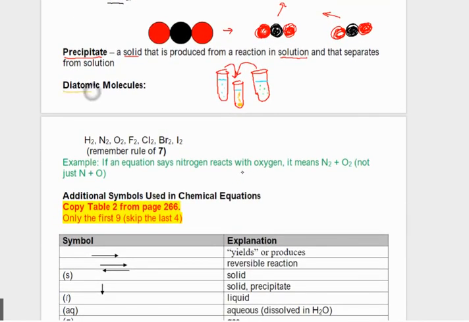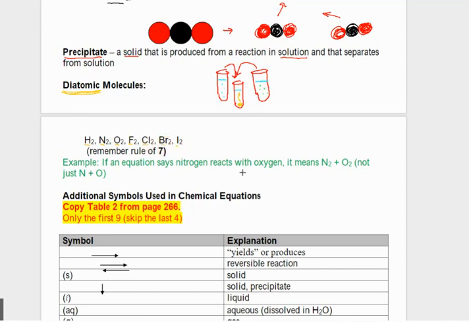You do need to know the diatomic elements. So those are the elements that are always in twos. Okay, they always are found in pairs because they're more stable. So the elements that are found as diatomic molecules are hydrogen, nitrogen, oxygen, fluorine, chlorine, bromine, and iodine.